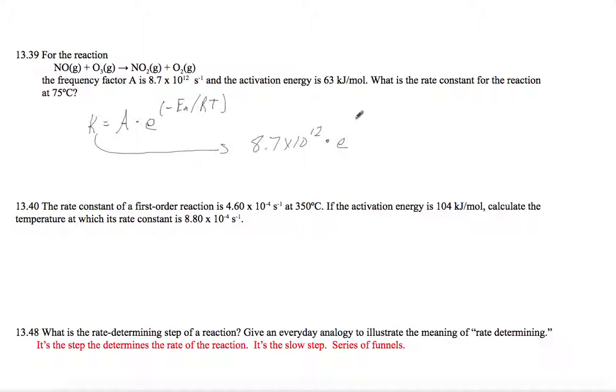Now this is where we want to make sure that we do things correctly. It's going to be negative 63,000 because it's in kilojoules here. I want to make sure to convert it into joules, divided by 8.314 times that temperature, 75 Celsius, which is 348 in Kelvin. So our K comes out to be 3.0 times 10 to the third per second. So it's a first order reaction.